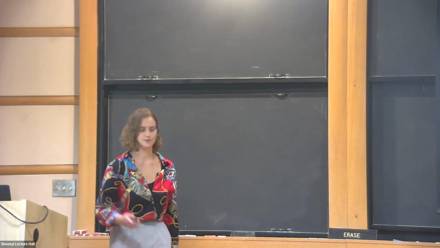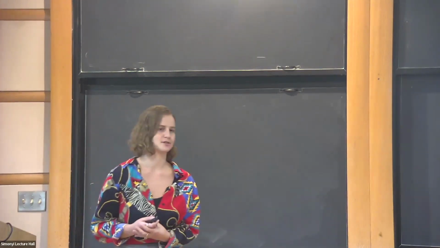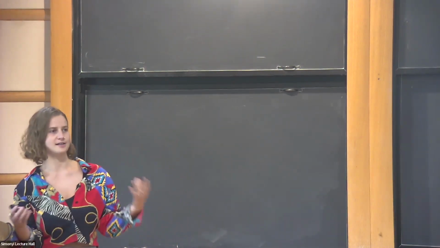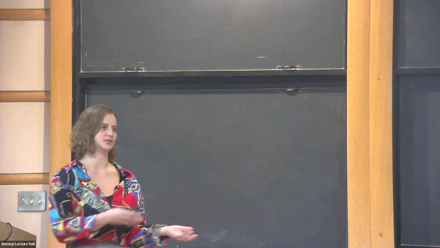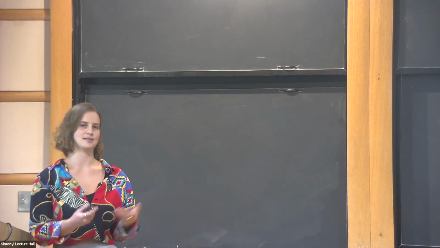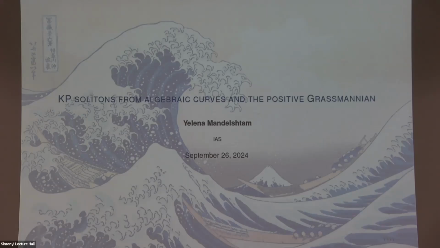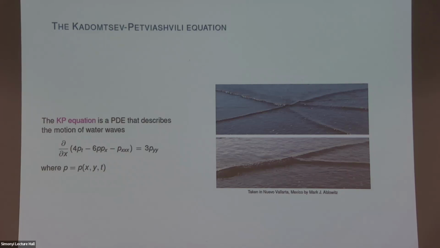Yeah, so, as with many people here, I am interested in combinatorial algebraic geometry, so I like it when combinatorics and algebraic geometry interact together, and I especially like it when they interact together with something else. And in this case, our object of study will be the KP equation.